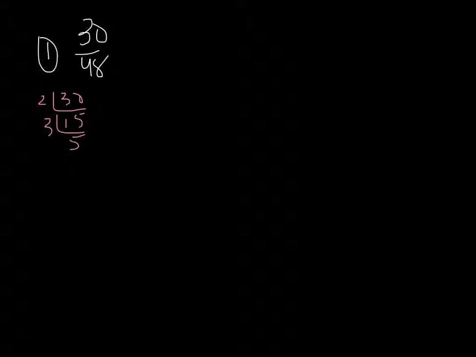Okay, to illustrate these rules, we're going to do a couple of examples. The first one is 30 over 48. The way I do this is I prime factor it first, or you can prime factor it first. It's 2 and 15, 3 and 5. So that makes it 2 times 3 times 5 on top.